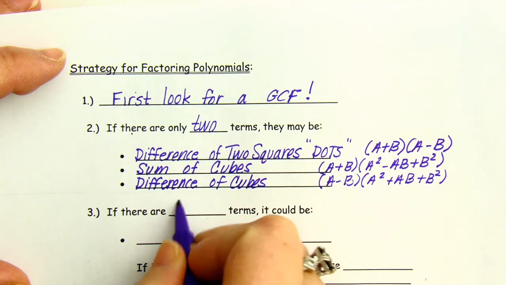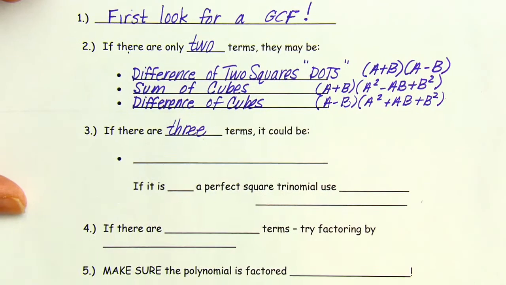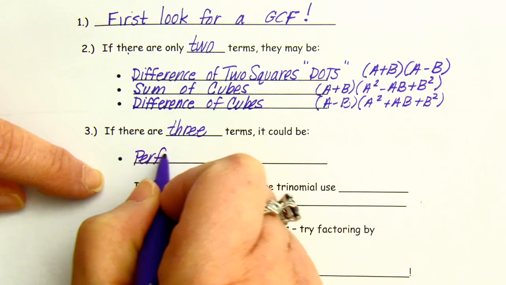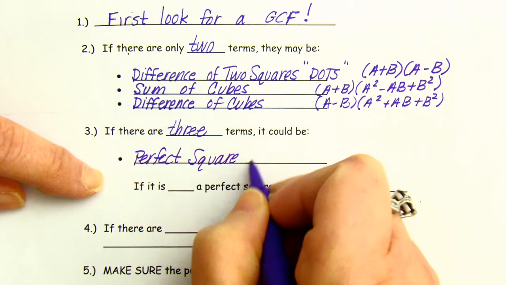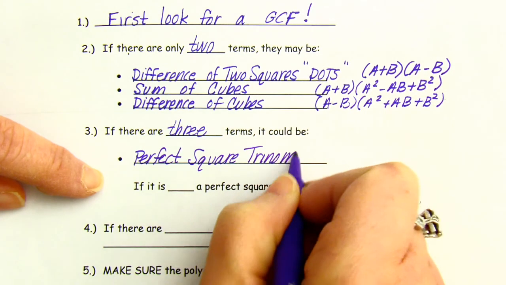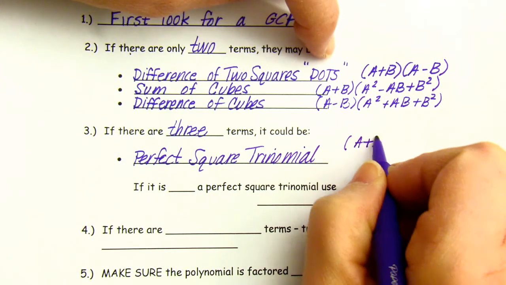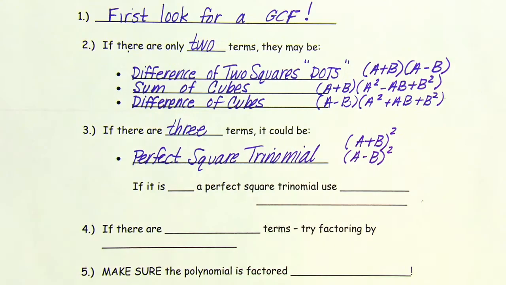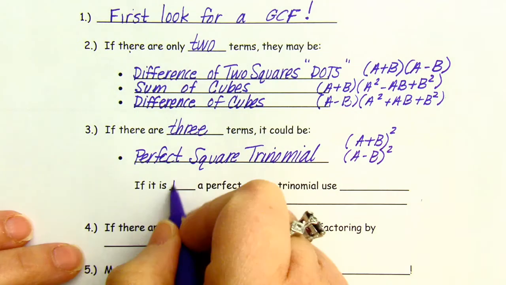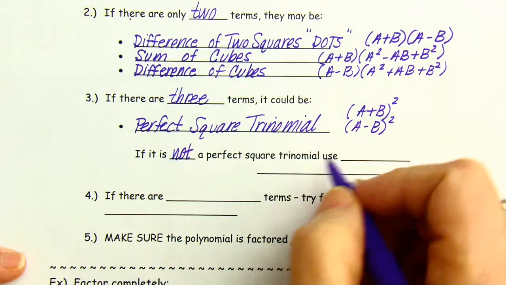If there are 3 terms, it could be a perfect square trinomial. And remember, your perfect square trinomials are going to factor either as a plus b quantity squared or a minus b quantity squared. However, if it is not a perfect square trinomial, then you need to use trial and error.